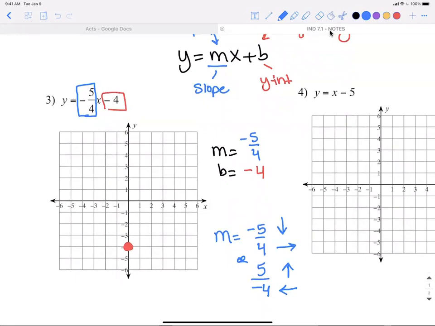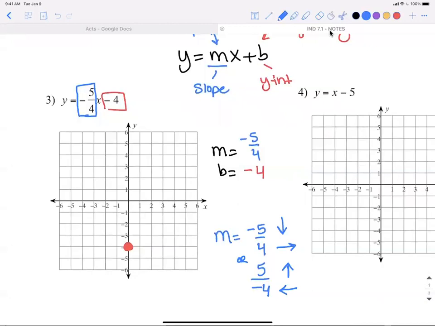Whichever way you do it, you still end up with a negative slope. What you don't want to do is go down and then backwards, because if you go down negative and then backwards negative, two negatives makes a positive, and we've changed it to a positive slope.